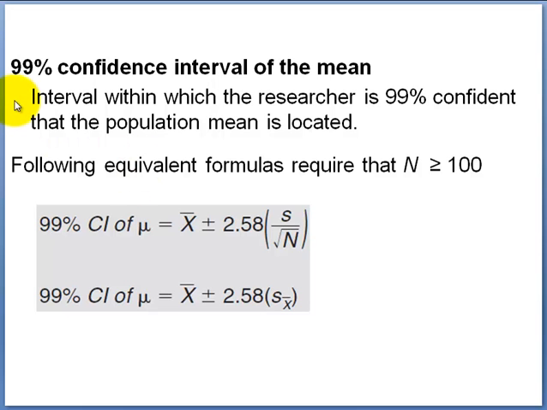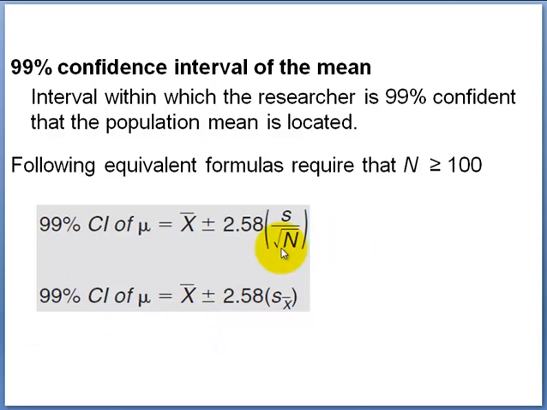Let's take a look now at the 99% confidence interval of the mean, the interval within which one is 99% confident that the population mean is located. Here are the formulas for that confidence interval, and just as for the 95% confidence interval of the mean, we need sample size to be 100 or greater in order to be able to use these formulas.